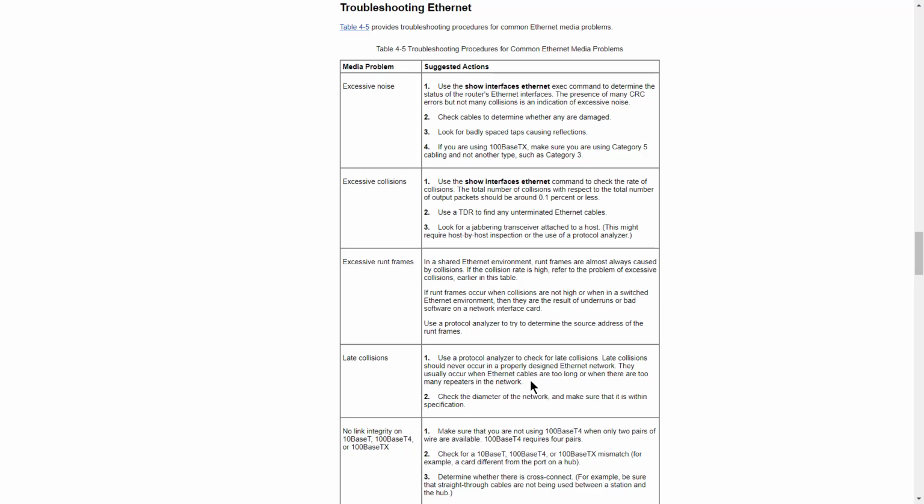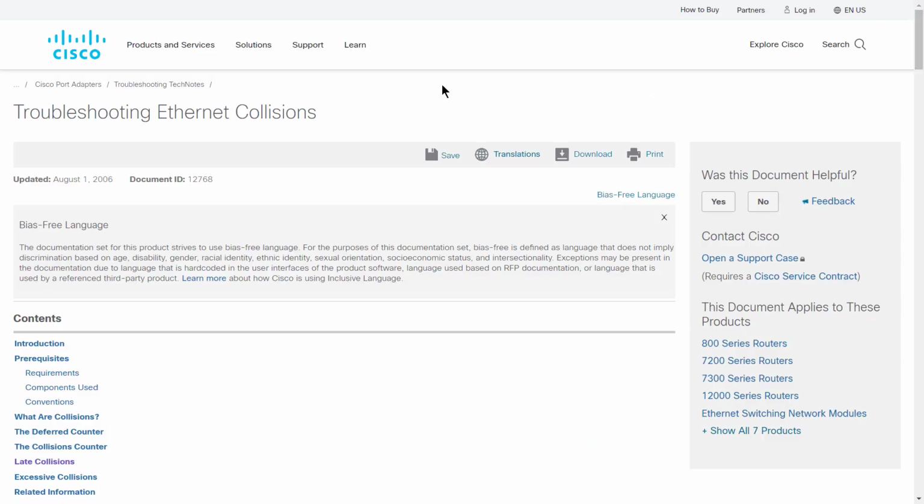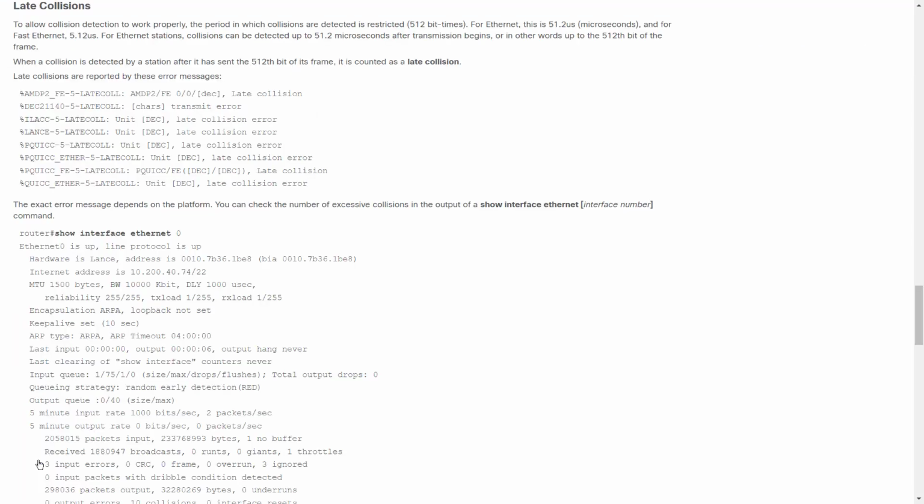Let's explore a bit on the other documentation of Cisco. So this is another Cisco documentation for troubleshooting Ethernet collision. I have shared the link or the URL of this documentation in my channel. Explore it if you want. So in here, you need to go to the late collision section, and it has explained a bit about the late collision.